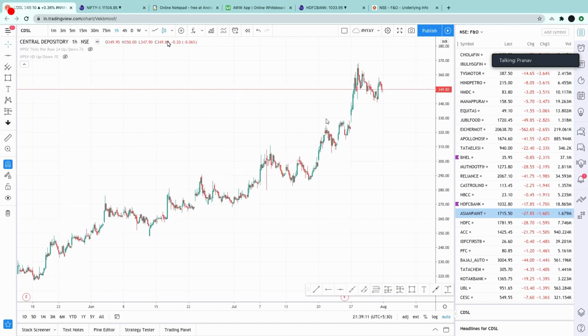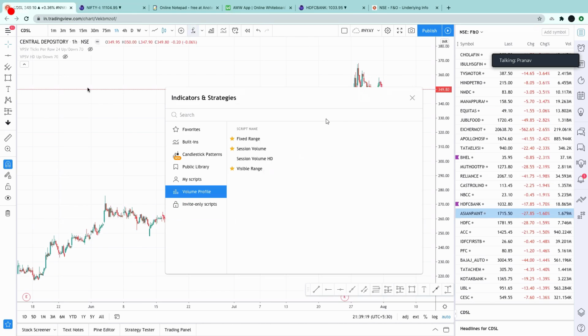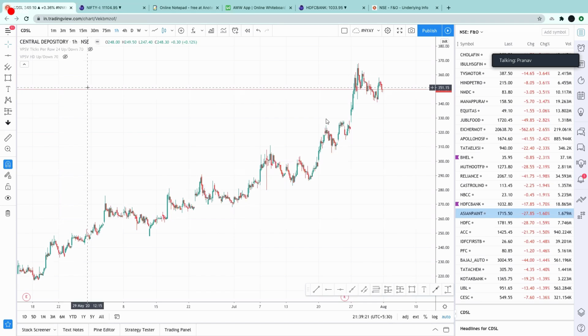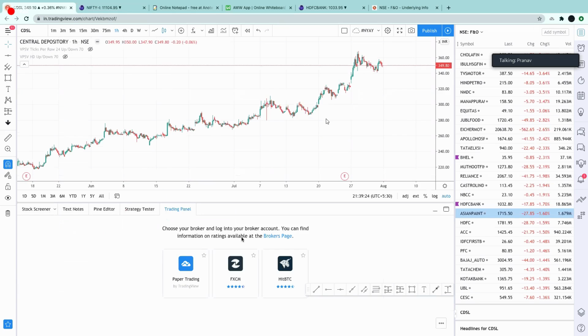If you want, you have this on TradingView. There's this paper trading option. It's somewhere here. Figure it out. Yeah, I think this is the paper trading panel.